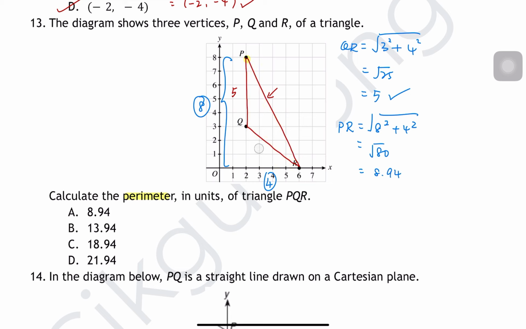Which means over here you have your 5, this 5, and this is your 8.94, and you are just adding these 3 numbers together. Okay, so the answer for your 13 is C.